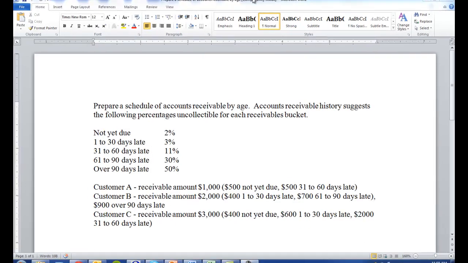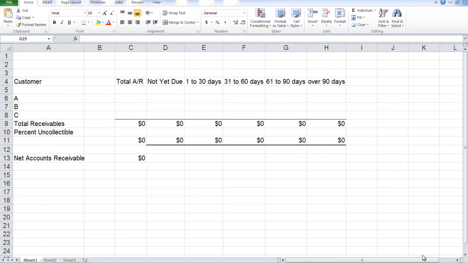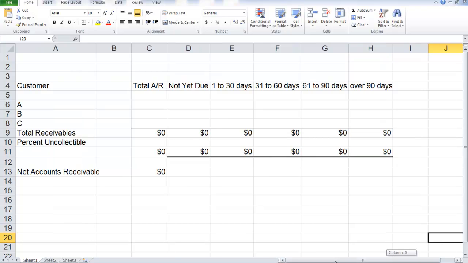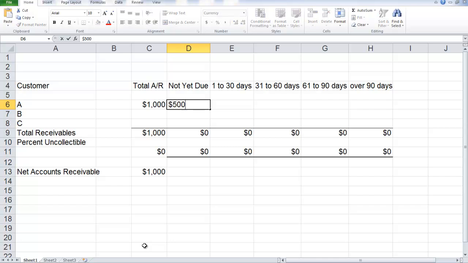So customer C has a $3,000 balance, and so forth, okay? So what I'm going to do is put this on a spreadsheet. So here's our spreadsheet, and we have customers A, B, and C. So again, customer A has a $1,000 balance, okay, and $500 is in the not yet due bucket, and $500 is 31 to 60 days late, okay. And then customer B has a $2,000 balance, and customer C has a $3,000 balance.